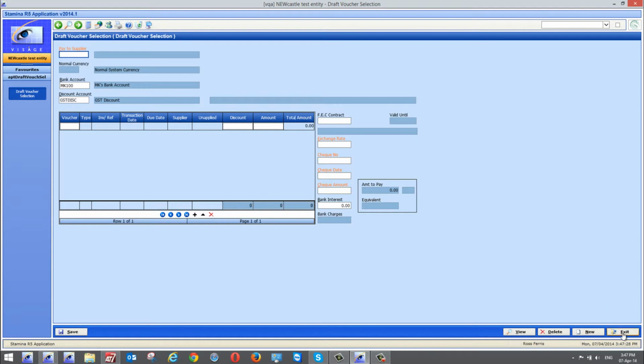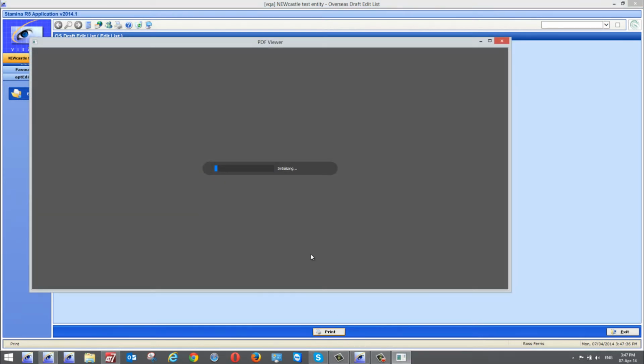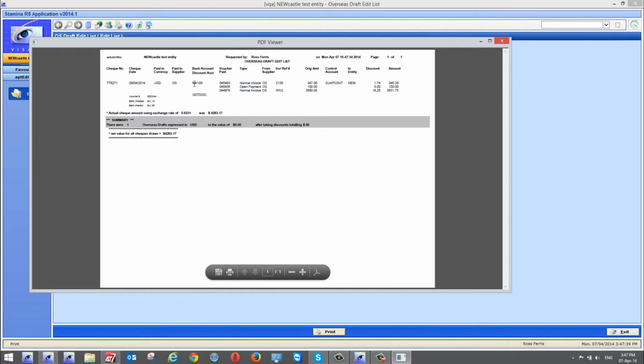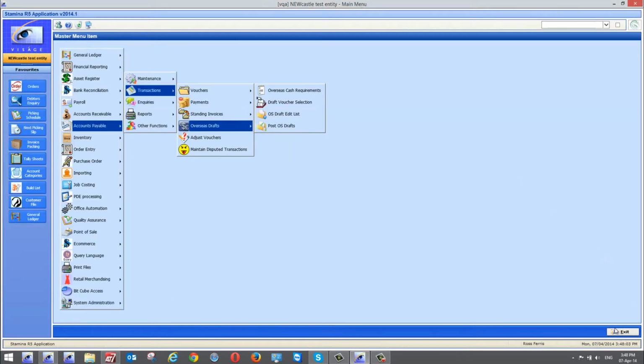Now, what that's done, it's flagged on the system. If we just come out and do an edit list, the edit list will allow us to look at the transactions that we've entered to date. So what we've done here in our edit list, we've recorded an overseas draft payment that we're going to be making. It's going to be paying those two invoices, taking up that open payment. These are the amounts that are actually involved. We've had to write a cheque for $4,283.17. That's it from the edit list. That's fine. Time passes, not much in this case.